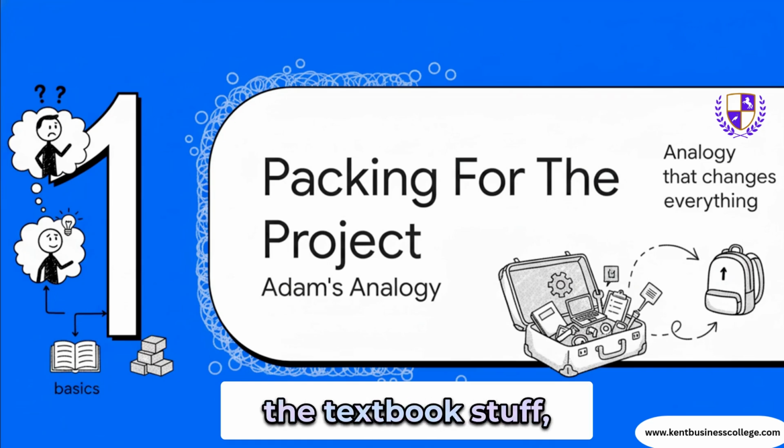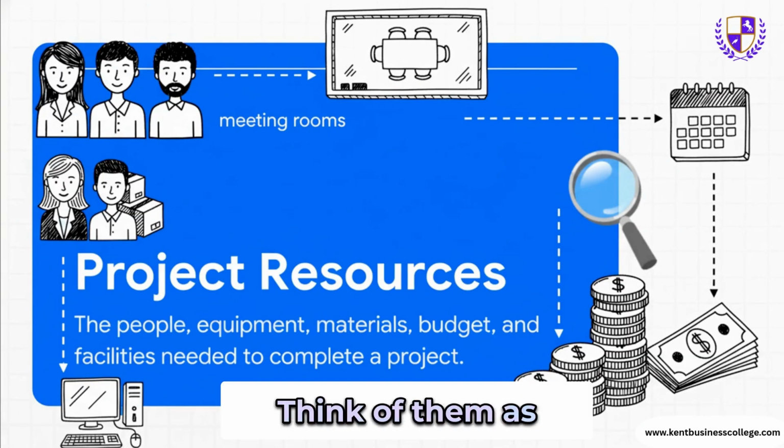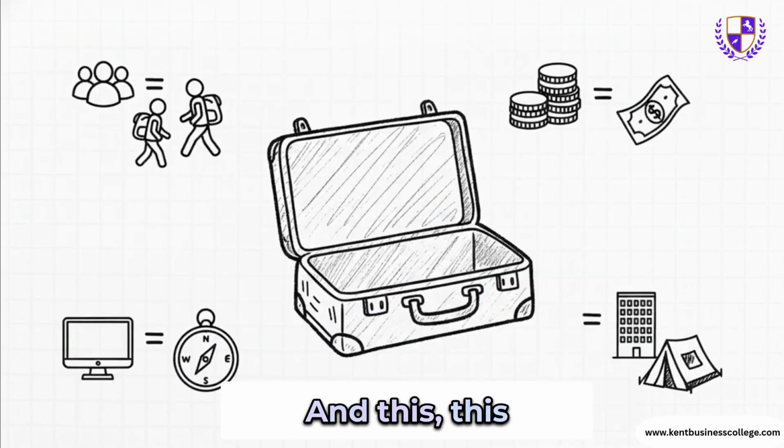All right, so Jody's feeling a little stuck, so she goes to her mentor, Adam. Now, he starts with the textbook stuff, but then he comes up with this simple analogy that just changes everything for her. So first up, Adam lays out the official definition. Project resources, think of them as all the bits and pieces you need to actually get a project done. And we're not just talking about money, right? It's the people on your team, the software they use, the laptops, even the meeting room you book. It's the whole shebang.